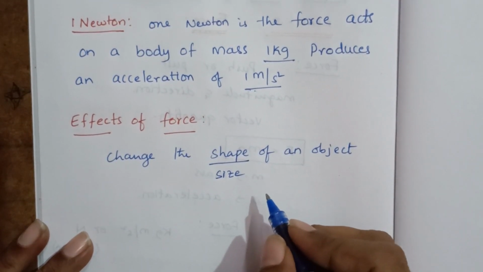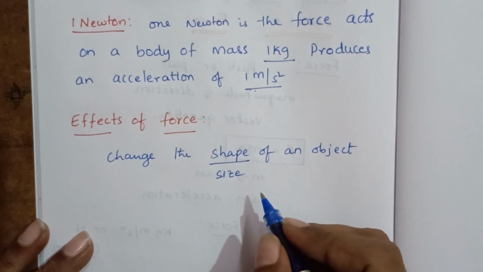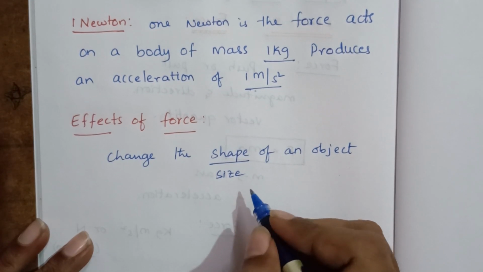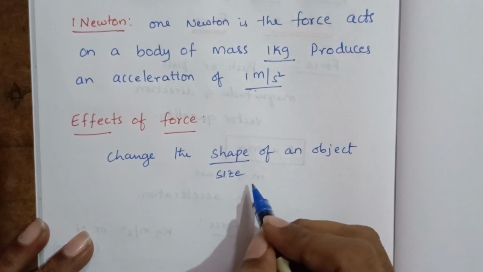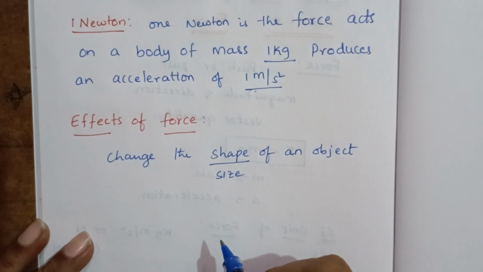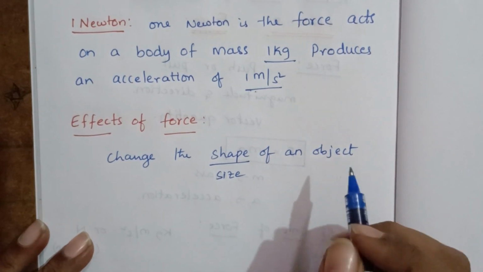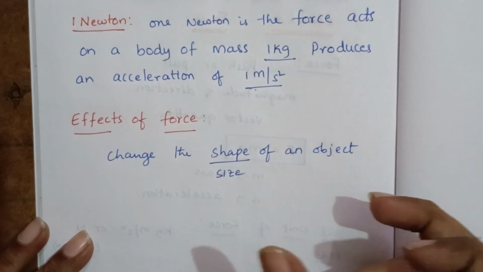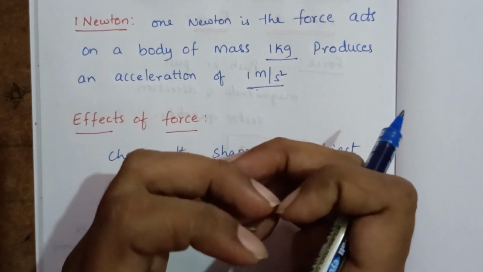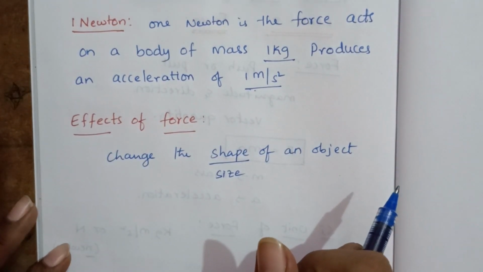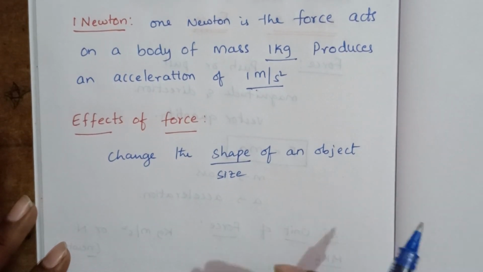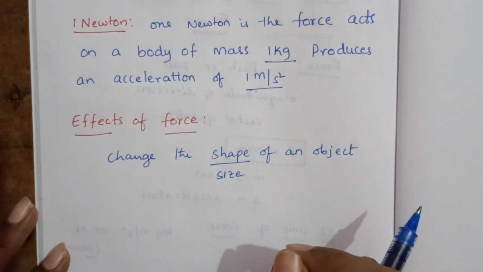Whenever we apply force on dough, its shape will change. Whenever we apply force on paper, its size will change. Whenever we apply force on a wall, its shape will not change. But whenever we apply force on a sponge, its shape will change. Whenever we tear the paper, the size will change. Fold the paper, the size will change.